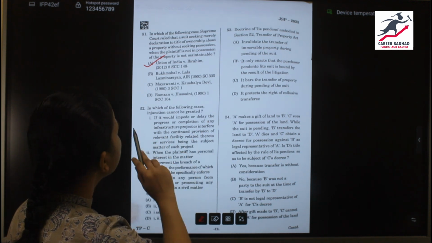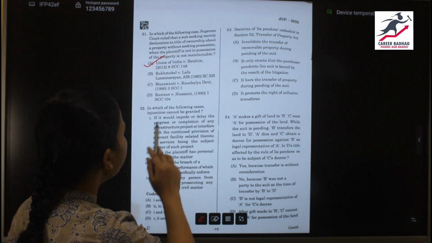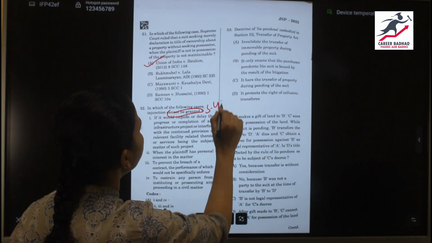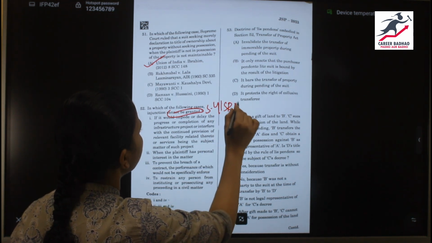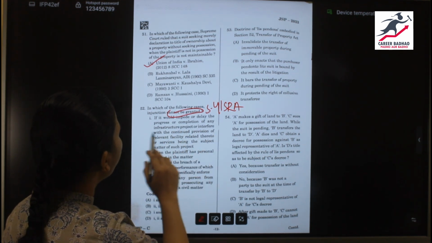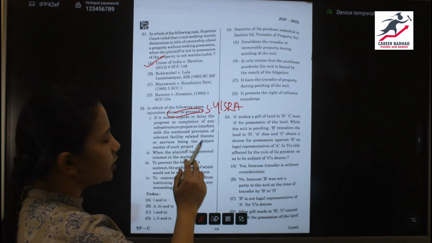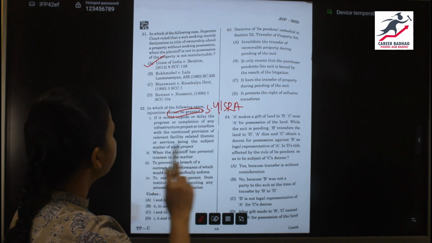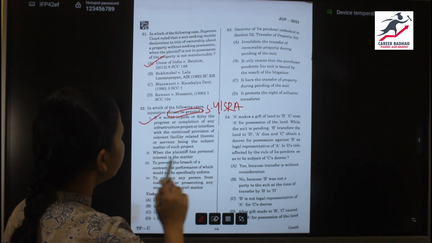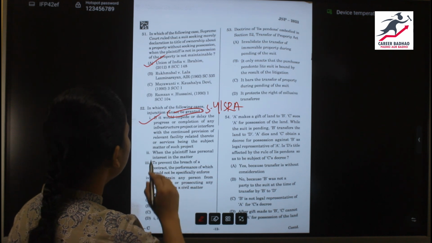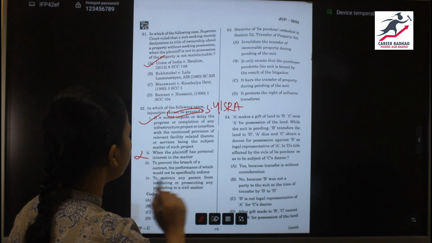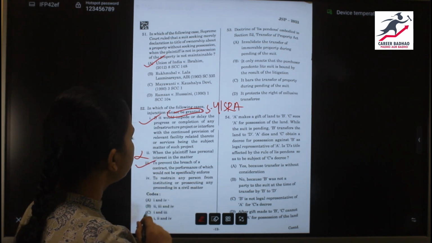In which of the following cases can injunction not be granted? It is dealt with under section 41 of SRA. Let's see, if it would impede or delay the progress or completion of any infrastructure project or interfere with the continued provision of relevant facility related thereto or services being the subject matter of such project, yes. When the plaintiff has personal interest in the matter, no. To prevent the breach of a contract, the performance of which would not be specifically enforced, yes. In such a case, injunction cannot be granted.